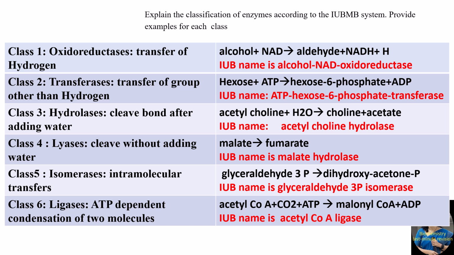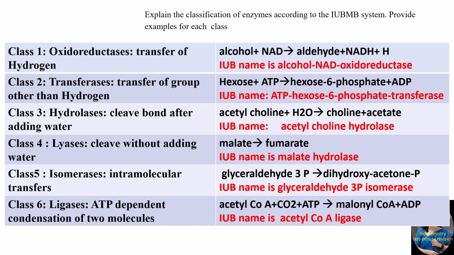The third class is hydrolases, which cleave the bond after adding water. A good example is breaking down of acetylcholine to choline and acetate. The IUB name is acetylcholine hydrolase. The next group is lyases. They cleave the bond without adding water. Conversion of malate to fumarate. Example is malate hydrolase. Class 5, isomerases, which bring about intramolecular rearrangement. Example is interconversion of glyceraldehyde 3-phosphate and dihydroxyacetone phosphate. The IUB name is glyceraldehyde 3-phosphate isomerase.